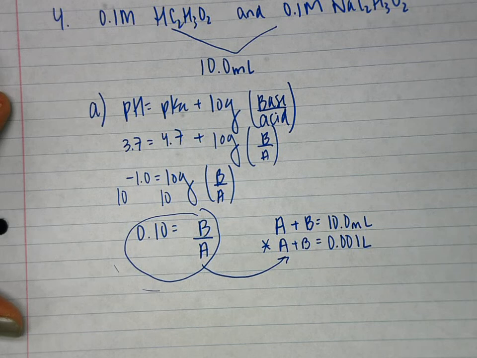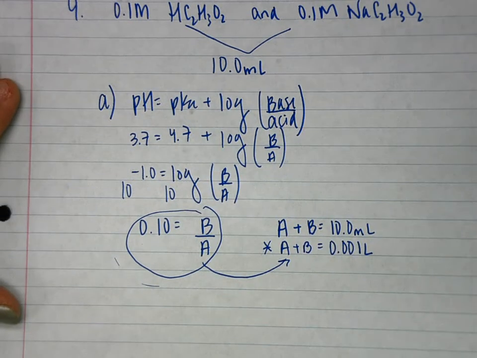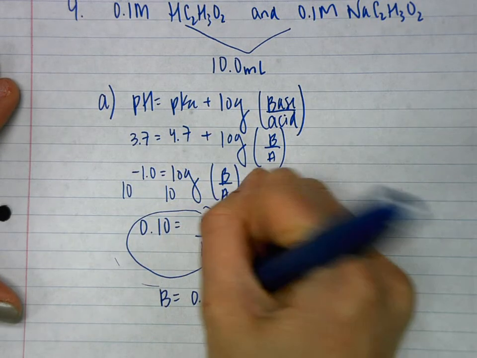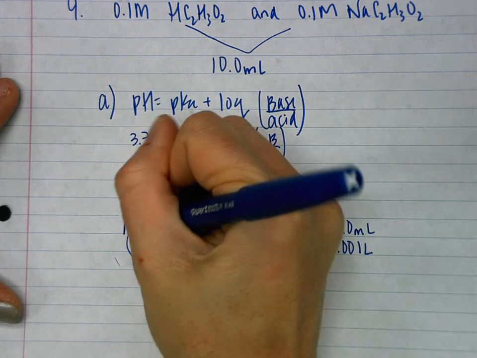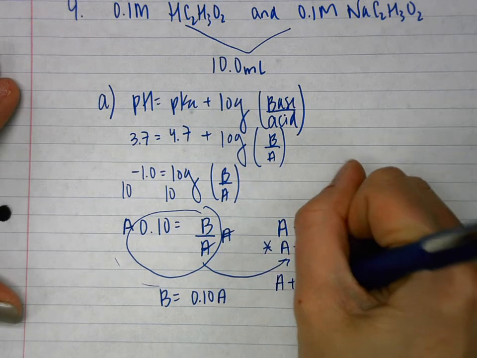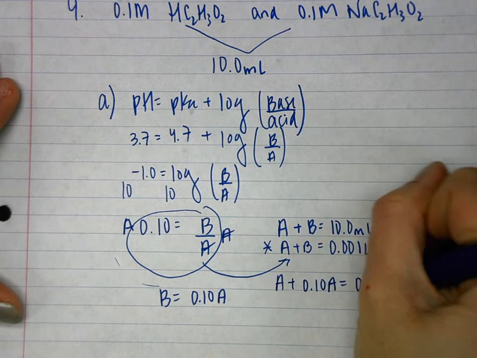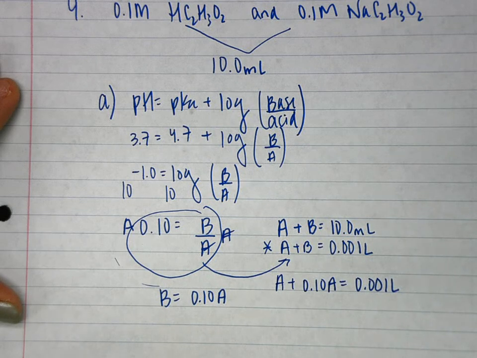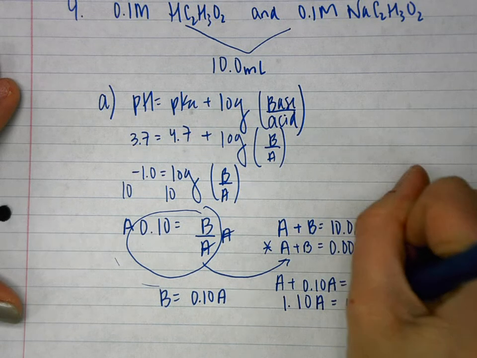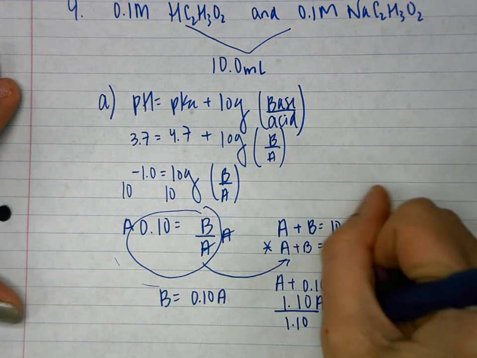And it doesn't matter which way you want to do, but I'm going to solve for B because I want to know my A because I know it's larger. So we know B equals 0.10 times A, right? If I multiply both sides by A, okay? So now I can take this and I can substitute it in my equation. So I have A plus 0.10A equals 0.01 liters, right? So really on the left side we have 1.10A equals 0.01 liters. Divide by 1.1.